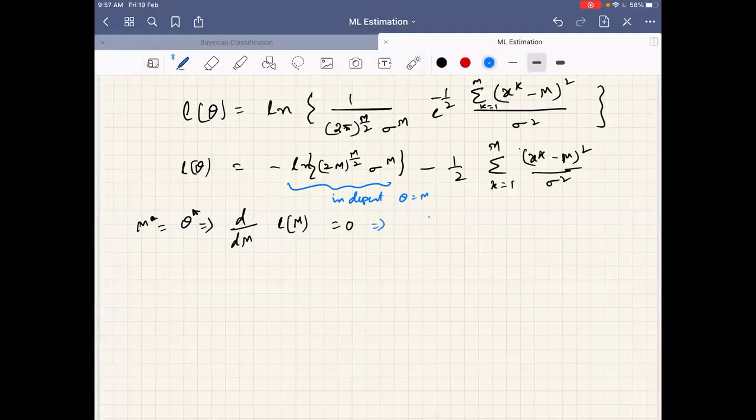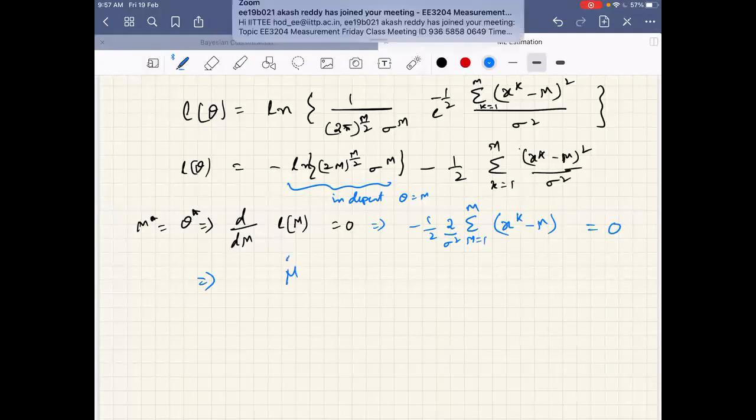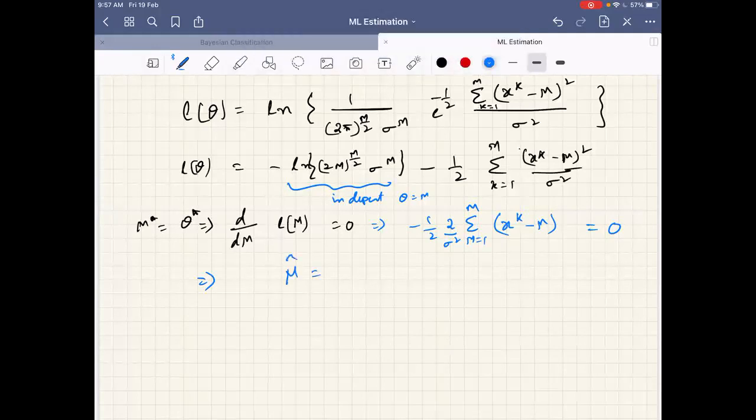And then differentiation of this, what? Sigma k equal to 1 to m. What should I do now? 2 times (xk minus mu) by sigma square, I will bring it here, is equal to 0. Is this correct or not? This implies what? mu hat, or mu star I will write, is equal to what? Can somebody tell quickly?